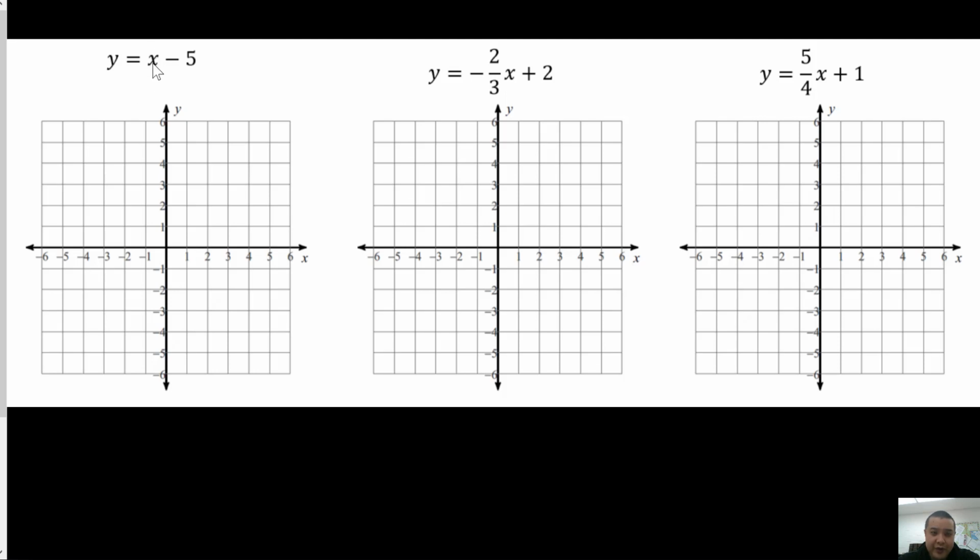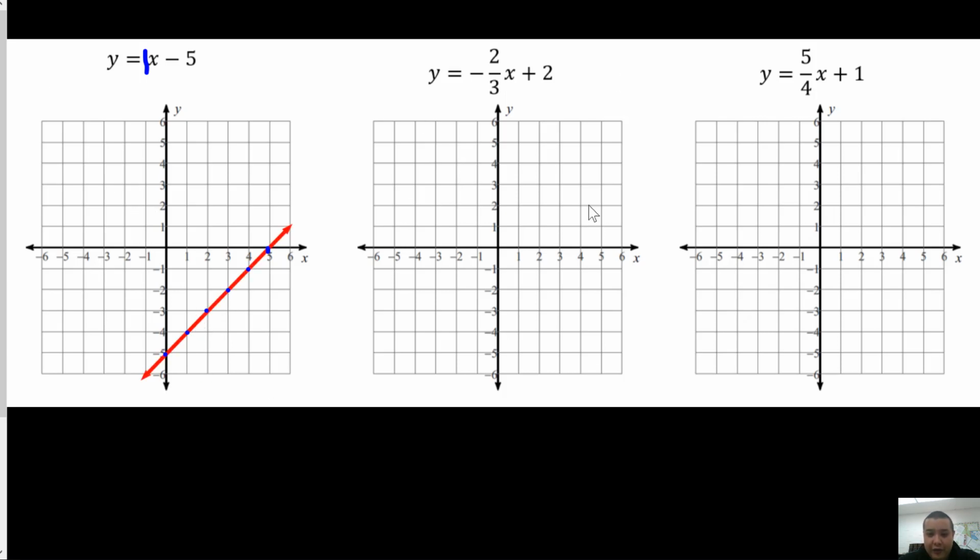So this first one has a slope, or excuse me, let's start with the y-intercept. The y-intercept is going to be (0, -5), so that means we're going to have a point right here. Our slope, remember that even though there's no number right here, there is a 1 that we just don't write. So our slope is a positive 1. That means that every time we go over 1, we go up 1. So over 1, up 1, over 1, up 1, and so forth. And if you graph it, your line should look something like this.